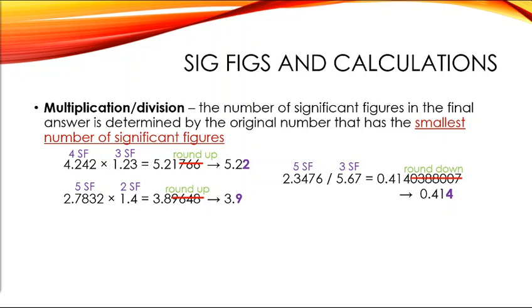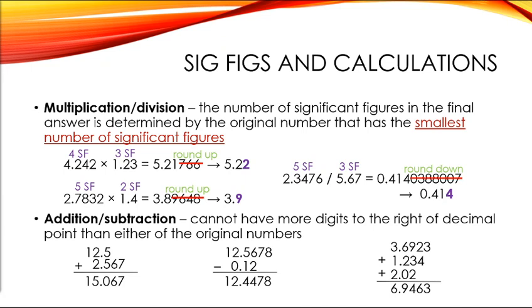On the other end of the math scale, we have addition and subtraction. In addition and subtraction, basically, you can't have any more numbers in your final answer than you did in either of your beginning numbers. What I mean by that is you cannot have any more decimal places that didn't exist. If you take a look at this first one, this 12.5 plus your 2.567, the thing you have to ask yourself is, what is this 6, 7 being added to? You can't say 0 because there are no zeros there. So the answer is nothing.